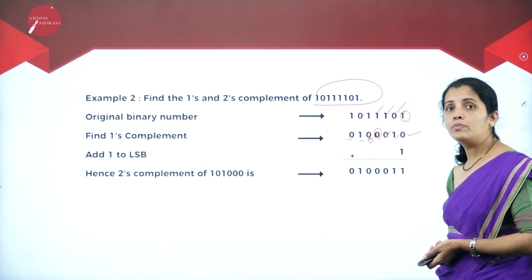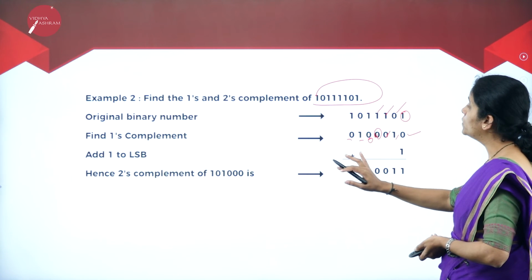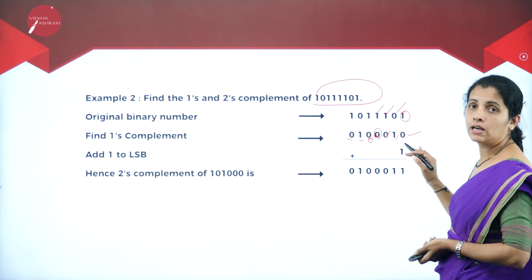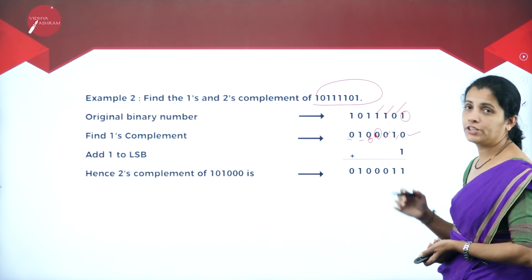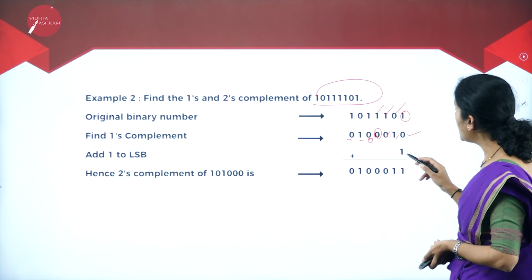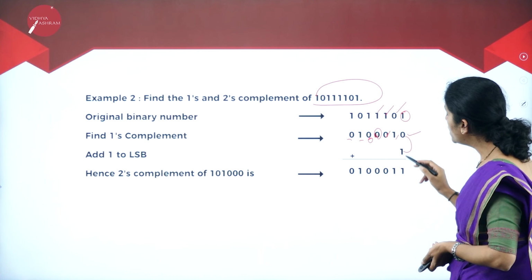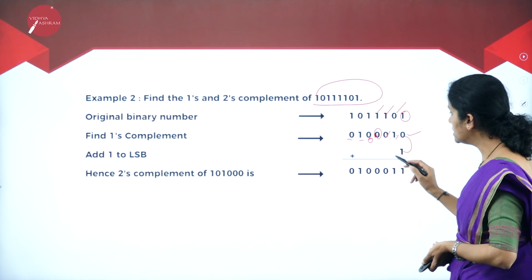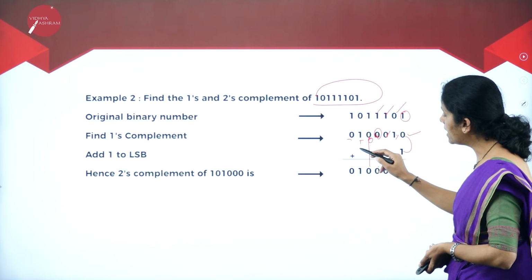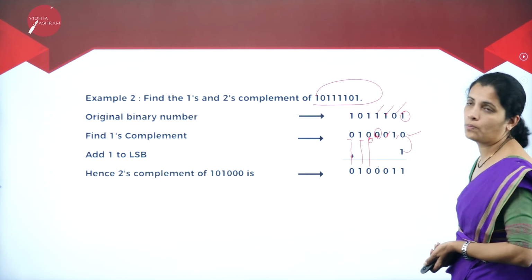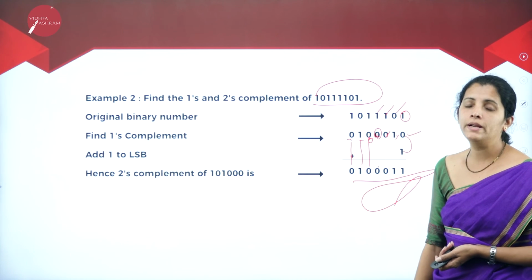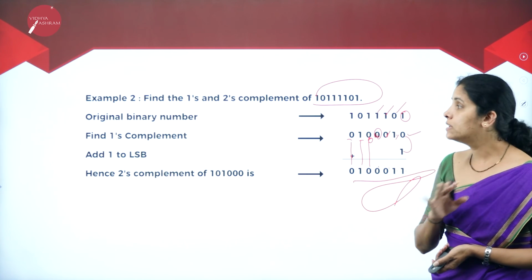Now, to perform 2's complement, I'm going to place the 1 at the LSB bit and perform addition. That is nothing but binary addition. Now, I add 1 plus 0, it is 1. Now 1 as it is, 0 as it is, 0 as it is, 0 as it is and 1 as it is and 0. So this is the way I can perform 2's complement of any given number.